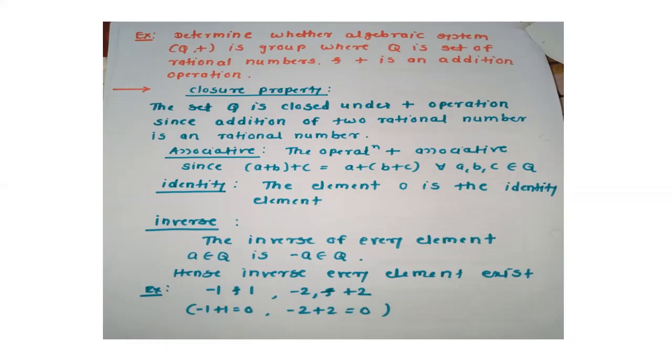We have already proved this. Plus operation is an associative operation. That is, (A plus B) plus C is equal to A plus (B plus C), for all A, B, C belonging to the rational numbers.